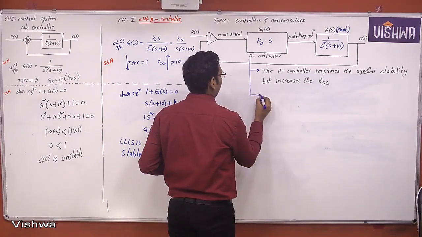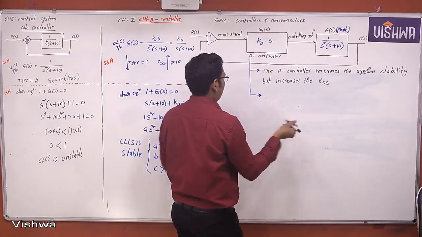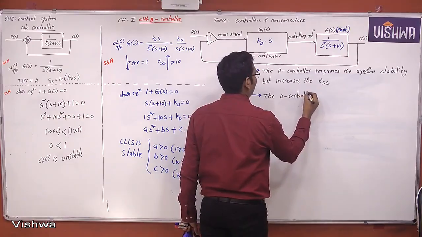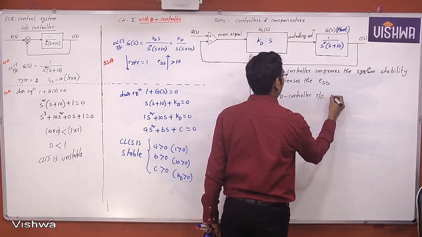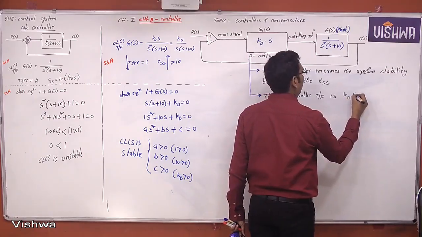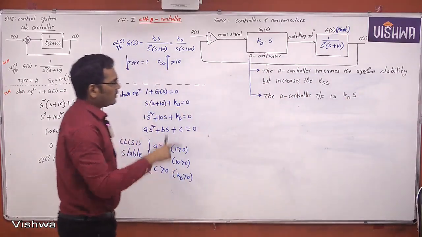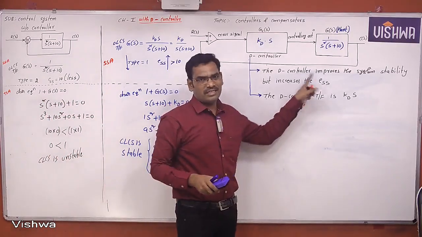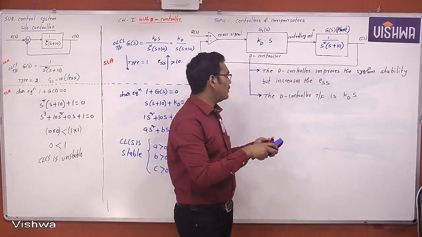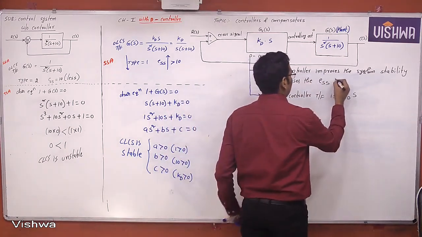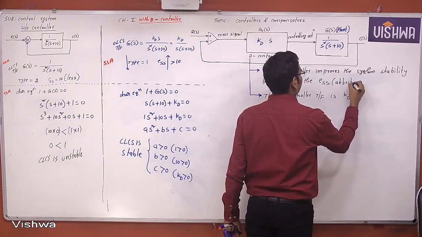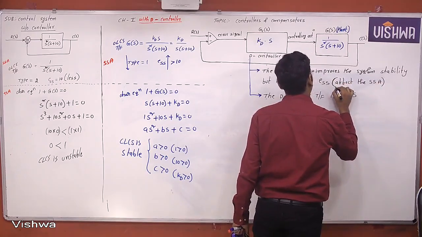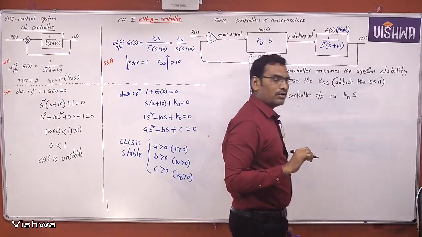Now what is the second point? What is the D controller transfer function? The D controller transfer function is KD into S. So the D controller will improve the system stability, but it will affect the error. Error means steady state analysis. Affects the steady state analysis. Okay, note down.